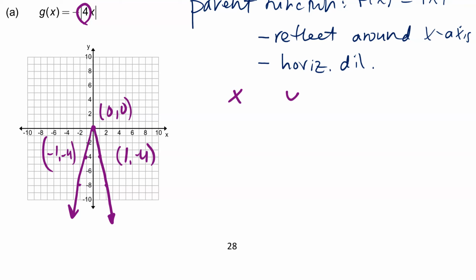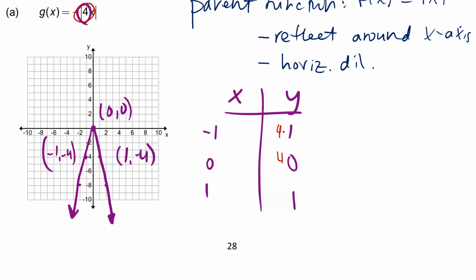I'm labeling it for you guys. Your graph has to be accurate. If you put it on the wrong point, then I think you don't know how to count. So my x values, I picked -1, 0, 1. And the y values originally: absolute value of -1 is 1, absolute value of 0 is 0, absolute value of 1 is 1. Then I have to multiply by 4 first, then take the absolute value and multiply by -1. So -4, 0, -4.